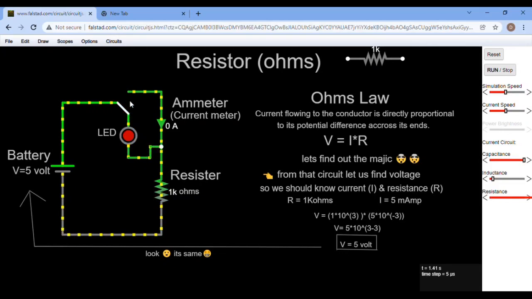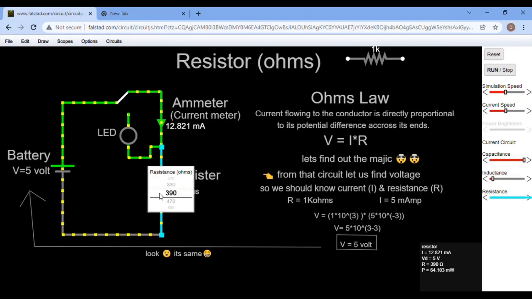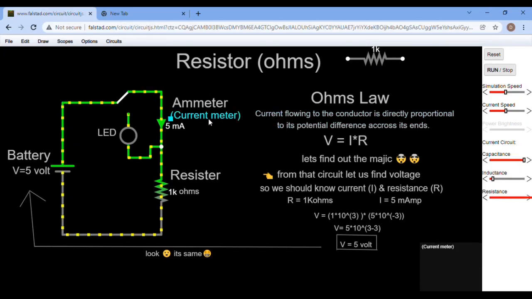Let us check directly in the ammeter. The same process. Decreasing the value of the resistor in turn increases the value in the ammeter, that is, the current increases. Increasing the value of the resistor in turn decreases the current. Now let us go into the theoretical part.